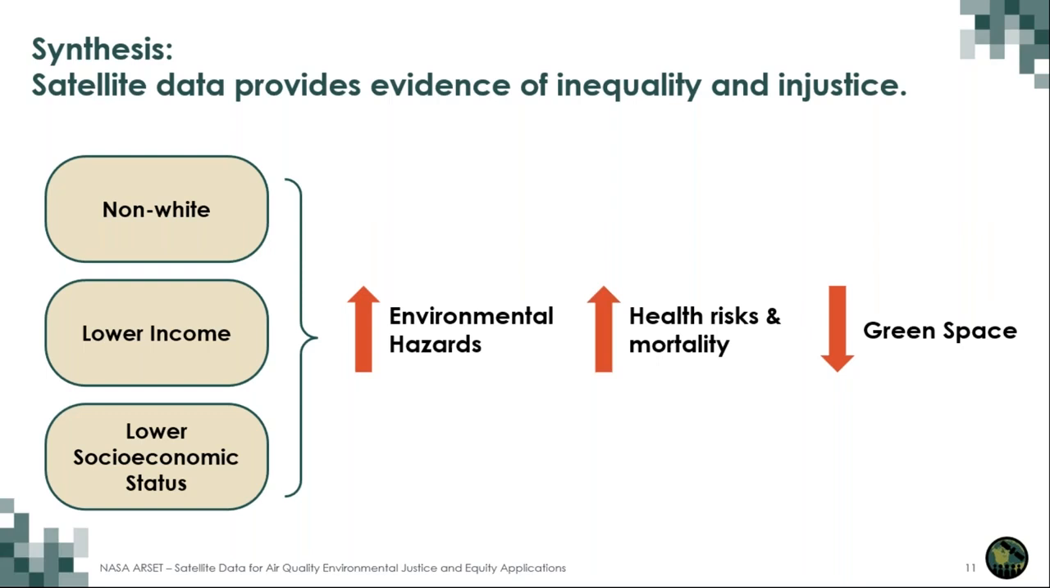When combined with other information, satellite data provides evidence of inequality and injustice. Most studies' authors concluded that populations who are non-white and/or those who are experiencing lower income or lower socioeconomic status have the largest inequities in exposure to environmental hazards or the least access to green space, which causes them to have the highest vulnerabilities to health risks and mortality.